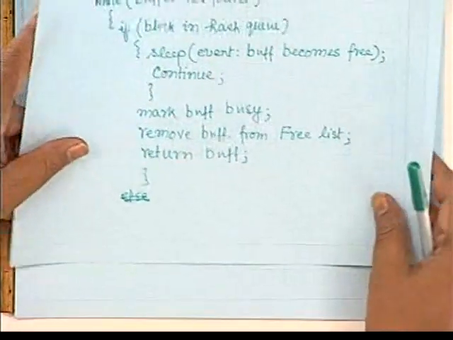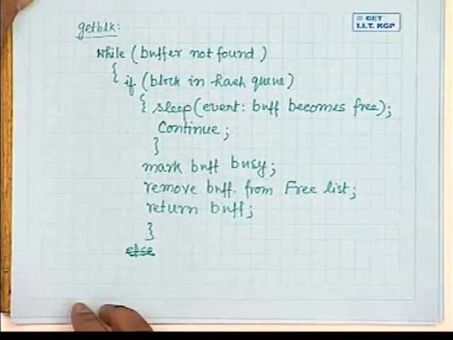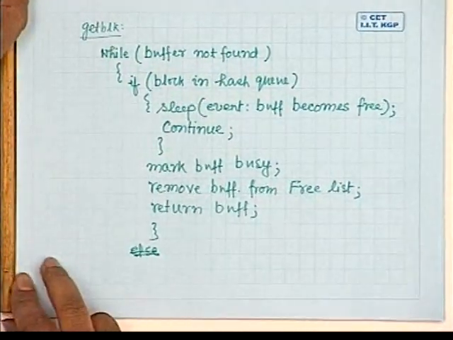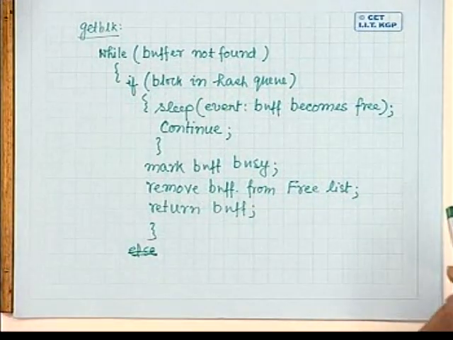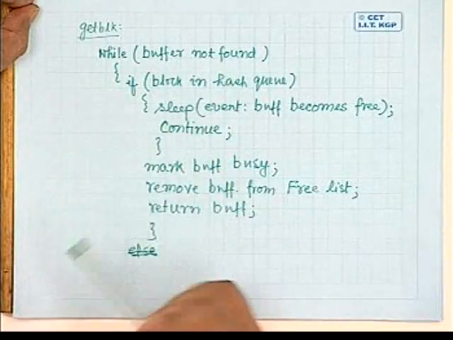So the algorithm will continue like this. Whenever a process puts a request for a buffer, that is a system call, and now the kernel of the operating system has to get the buffer, get the block for that process requesting it. Then the kernel will work like this: while buffer is not found, it will continue. That means the kernel has to get some buffer for the process which has requested it. Maybe the buffer containing the requested block, or a free buffer where the requested block can be put in. So the kernel has to return a buffer to the process which has requested a particular block.